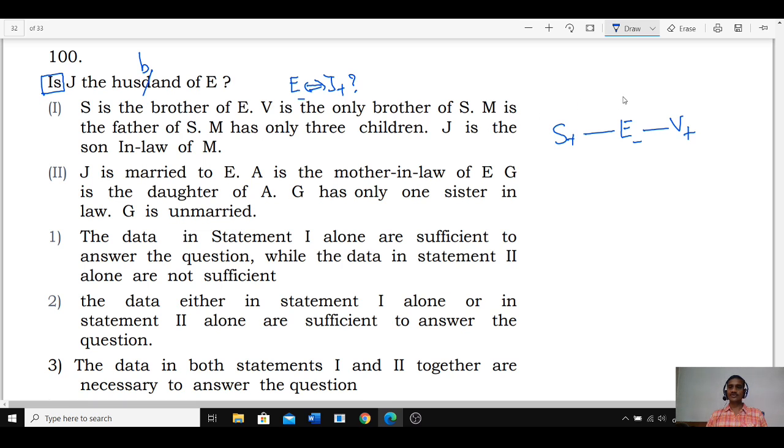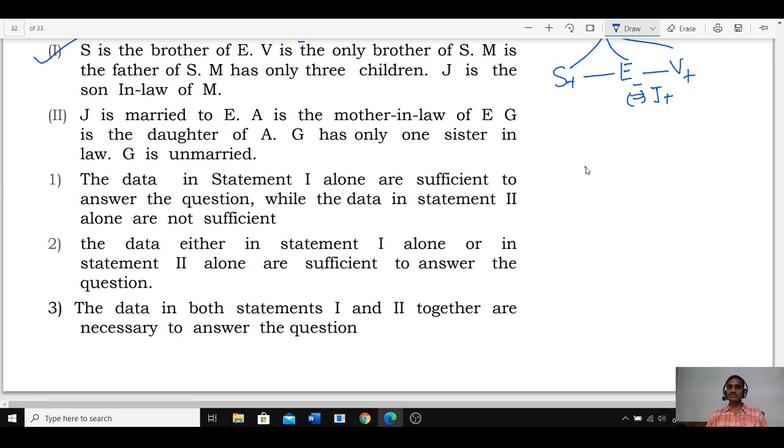M is the father of S. M is the father of all these 3 persons. M has only 3 children. J is the son-in-law of M. These 2 persons are sons and E is the daughter. Hence, E is the only daughter of M. Hence, J must be E's husband. And are we getting the answer or not? Yes, 1 alone is sufficient.